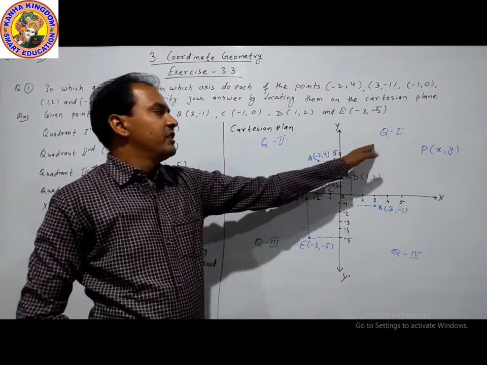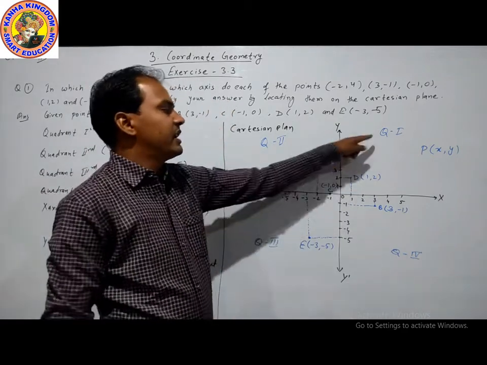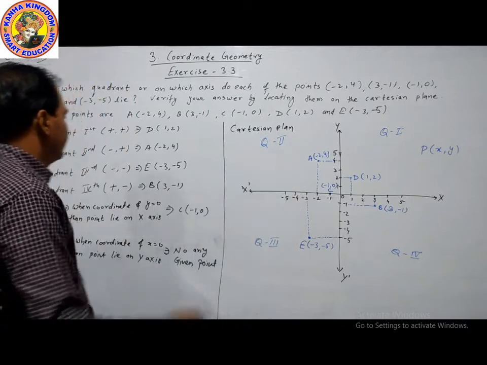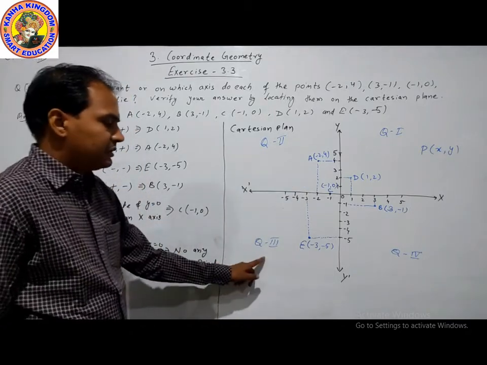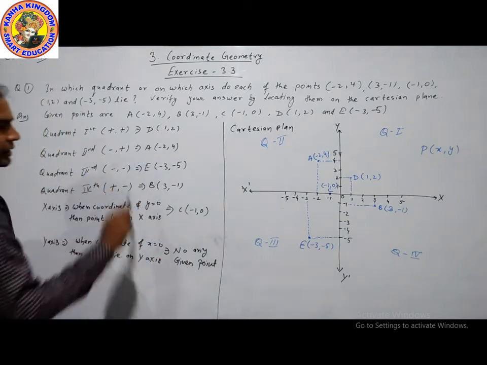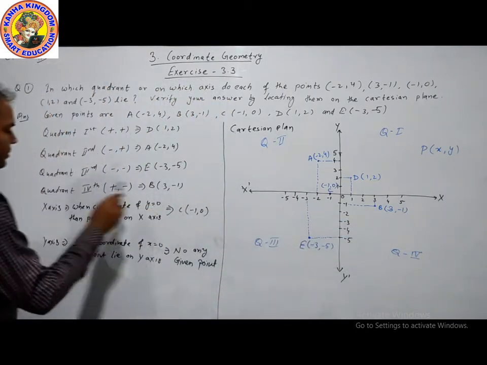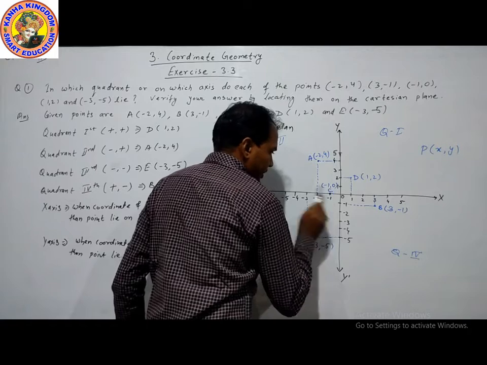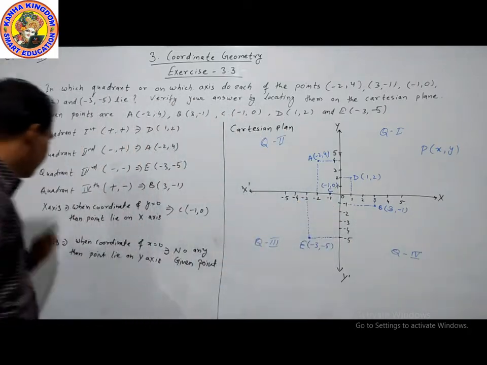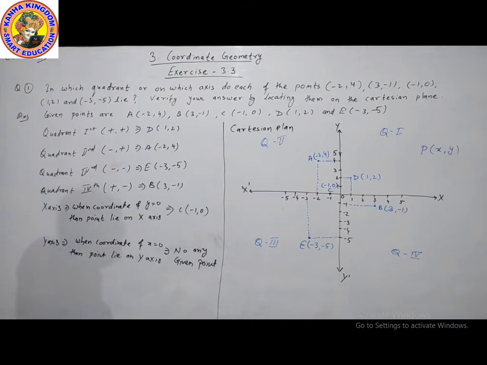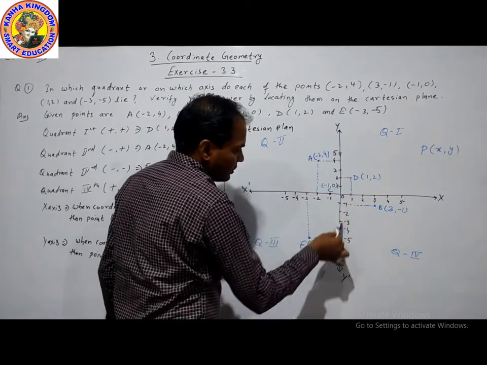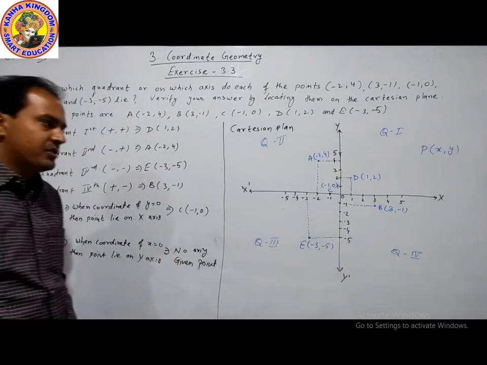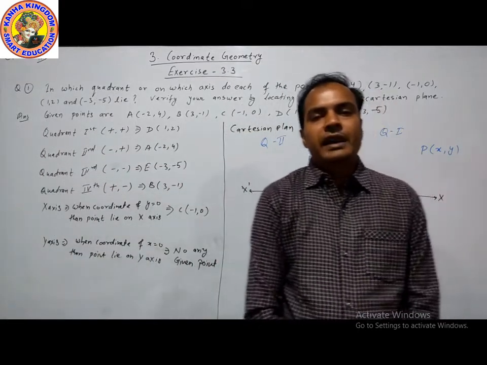Point E. This is quadrant first, second, third and fourth. In quadrant first, point D; second, point A; third, point E; fourth, point B. On the x-axis, here is point C. Here is the y-axis, and there is no given point on the y-axis. This is our answer. You can take a screenshot of this.